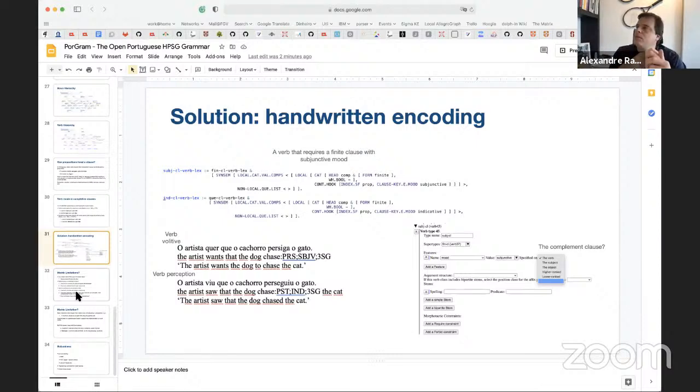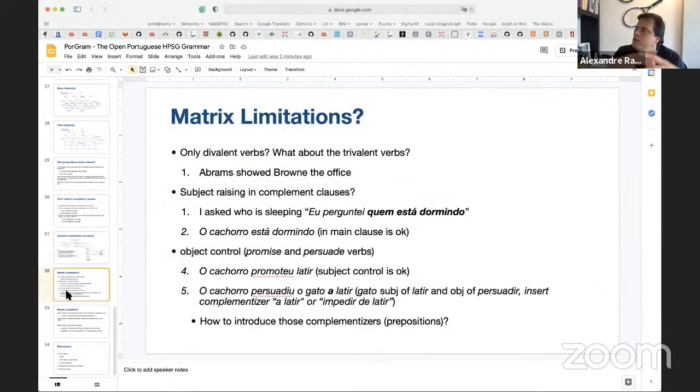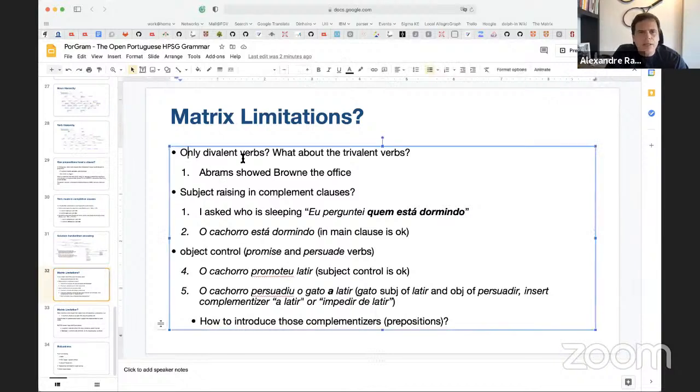I'm just saying that because it's interesting to have this notion of how things evolve and how people are open to this contribution, and actually how they help us to make the grammar keep evolving. And we also found many other limitations that we are about to discuss with these guys. So in the matrix form, it's not clear for us how to model trivalent verbs. The case of subject raising, right?